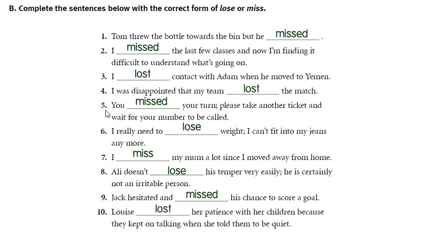Number 5. You missed your turn. فوت دورك. Please take another ticket and wait for your number to be called. فوت دورك وهنا أيضا في الصيغة الماضية. Number 6. I really need to lose weight. I can't fit into my jeans anymore. lose weight أن تخسر الوزن وهنا استخدمناها في المضارع البسيط لأنها هذه purpose هدفية.